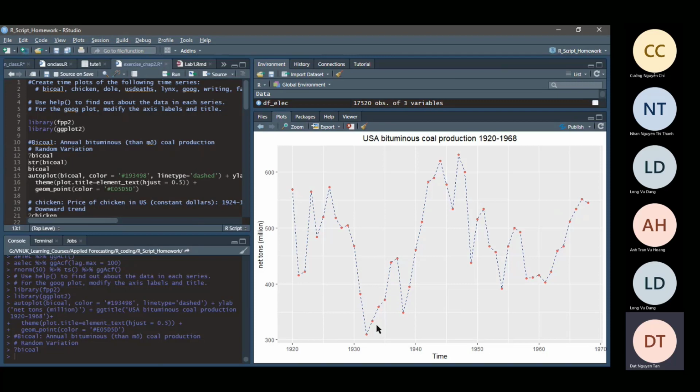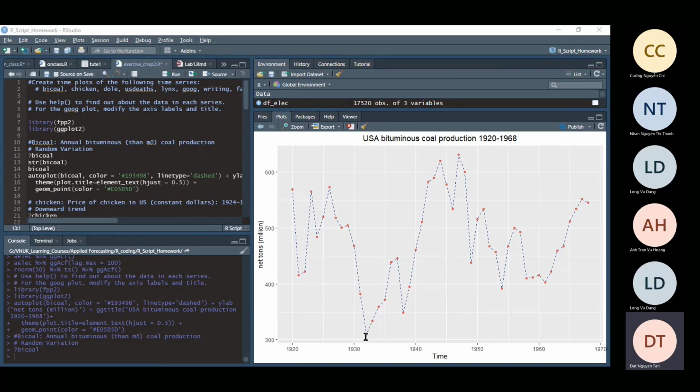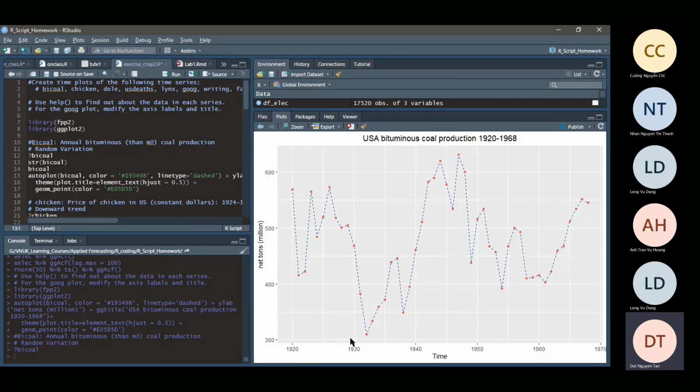Tiếp theo mọi người có thể thấy một đoạn thời gian khoảng 1930 mấy, ở đây giảm đến mức thấp nhất. Đây là giai đoạn từ năm 1929 đến năm 1939, đang diễn ra cuộc đại suy thoái, khiến lượng than mỡ giảm nặng.